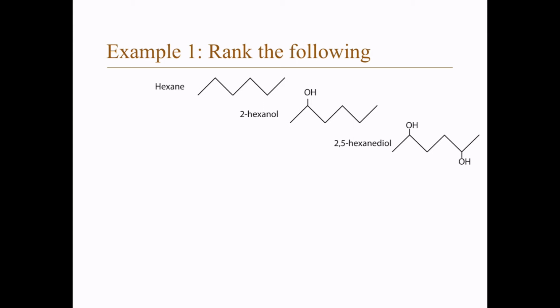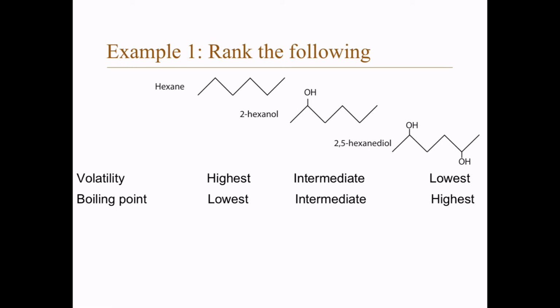So the volatility should be smallest for this one and highest for this one, because hexane is non-polar and 2,5-hexanediol is a rather polar substance. And with the boiling point, it should be the opposite. So the lowest volatility is the highest boiling point, and the highest volatility is the lowest boiling point.